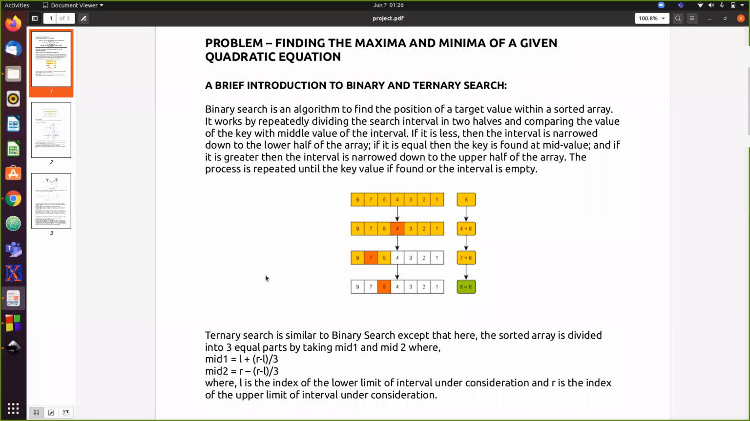Hello, sir. I am Sarthak Bharadwaj, and today I will be explaining our topic. Our topic is finding the maxima and minima of a quadratic equation using ternary search. You must be wondering why not just use binary search and why go with ternary search at all?